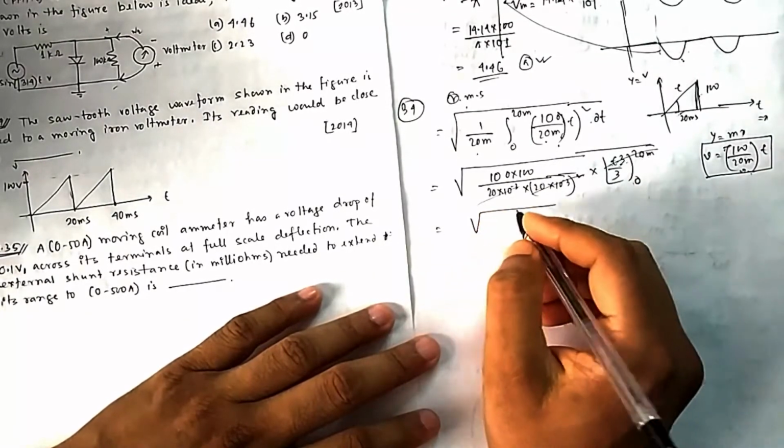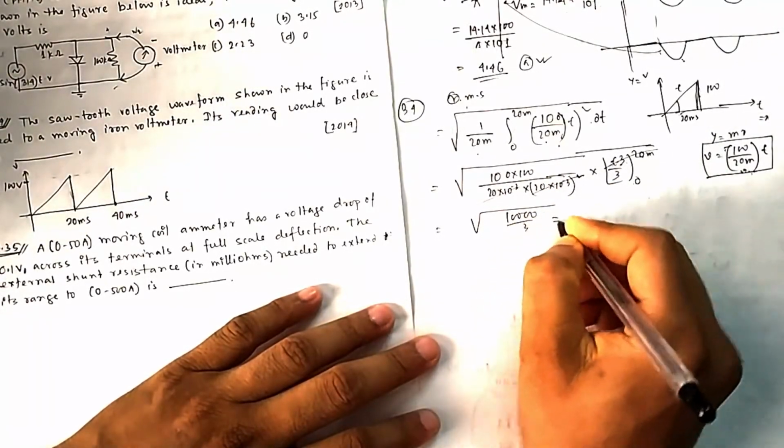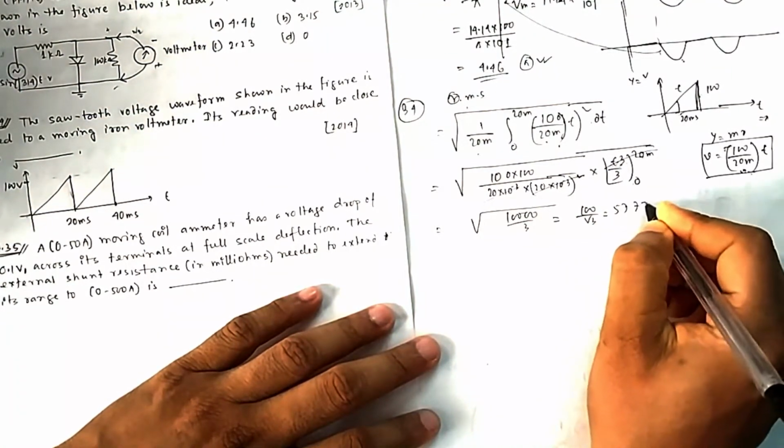So it will be 100 into 100 divided by 3. Then the root, so it is 100 by root 3. So if you calculate, 57.73 is the answer.